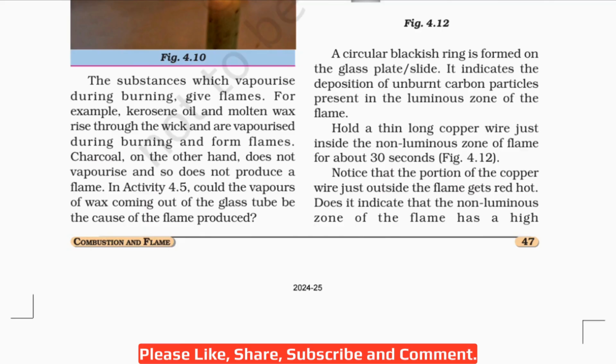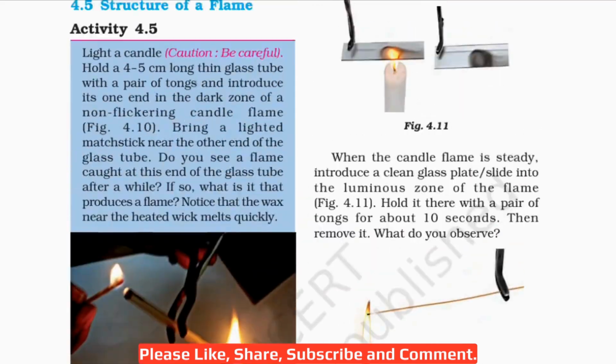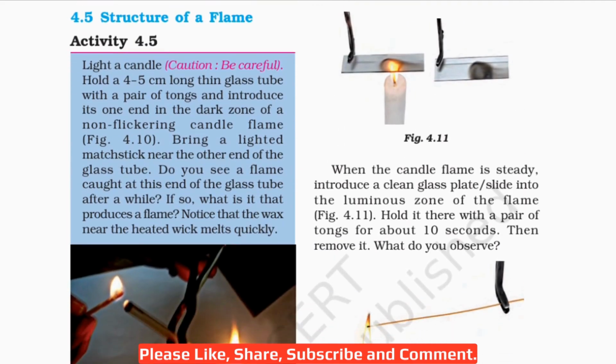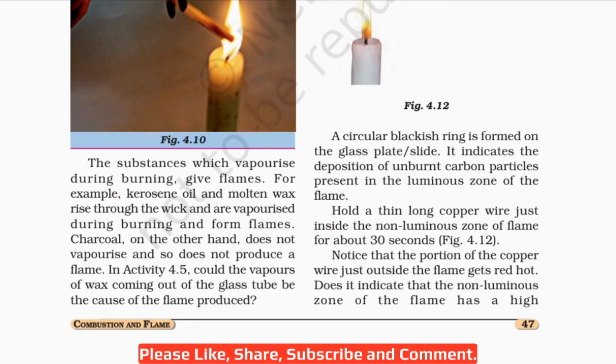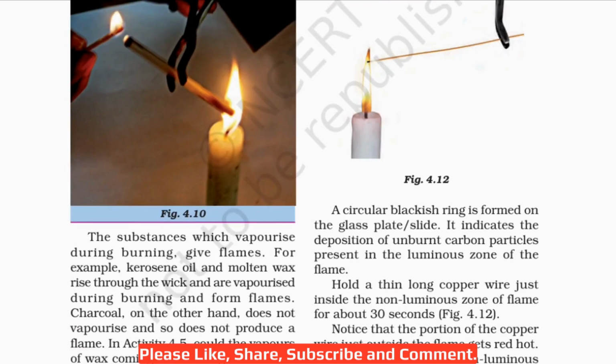An example will be kerosene oil or molten wax, which rise through the wick and are vaporized during burning and form flames. Charcoal, on the other hand, does not vaporize and so it does not produce a flame. In activity 4.5, could the vapors of wax coming out of the glass tube be the cause of the flame produced? Yes, exactly. This is absolutely right, because the flames came out from the other end of the glass tube, the vapors actually, and then it caught a flame.